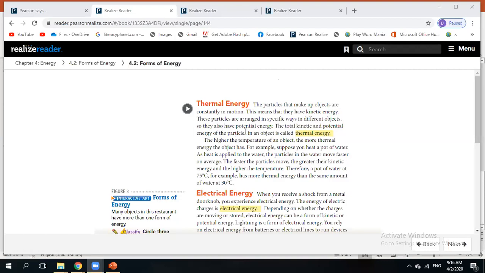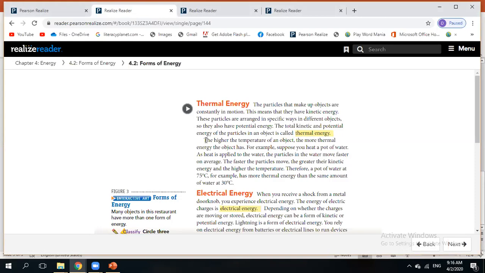I'm talking about particles. But in the case of mechanical energy, we said it's the energy associated with the shape, position, or motion of an object, and we can add both the kinetic energy and potential energy of the object to get the mechanical energy. But here, in the case of thermal energy, we are talking about the total kinetic energy and potential energy of the particles in an object.